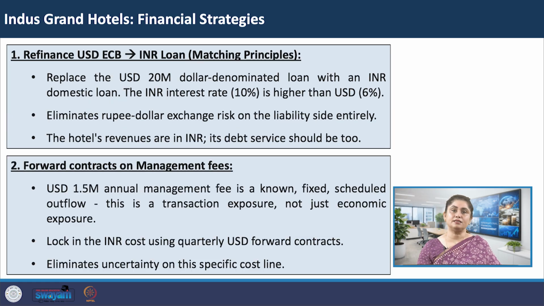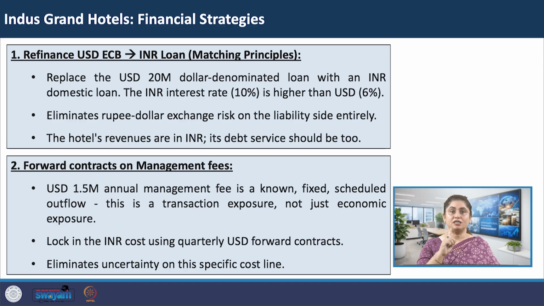Now, let us consider the financial strategies available to Indus Grand Hotels. The most impactful financial strategy is currency matching on the debt side, refinancing the USD external commercial borrowing loan into an Indian rupee denominated facility. Yes, the rupee interest rate of 10% is higher than the dollar rate of 6%. But this is not purely a cost comparison.